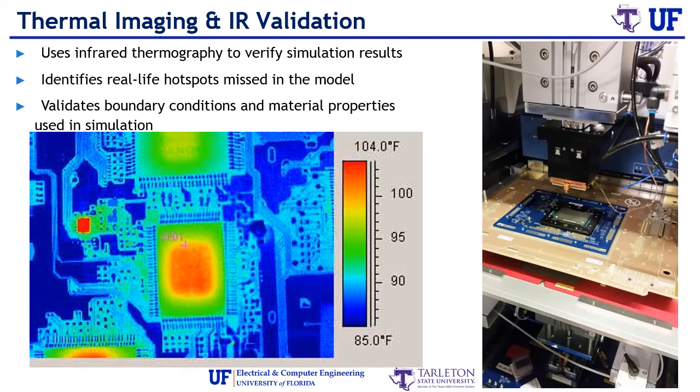Once simulations are complete, engineers turn to infrared imaging to validate their results. Thermal cameras detect real surface temperatures during operation, either verifying that the simulation was accurate or identifying missed hotspots. In the visual, you can see an IR image of a power board under test, side by side with the simulation. This loop of simulate, test, adjust is a gold standard in thermal engineering.